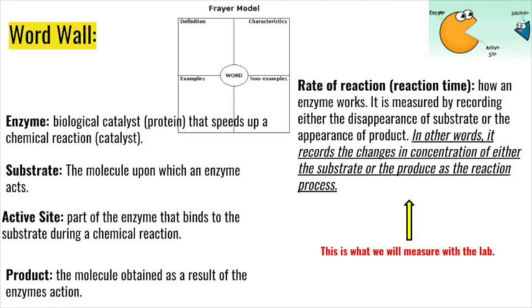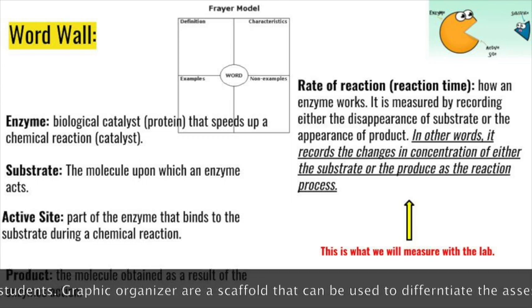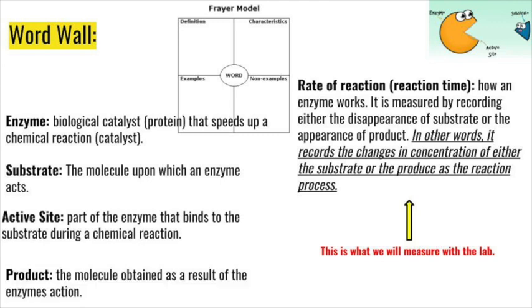In order for you to be successful with this lab, you need to understand the difference between an enzyme, a substrate, active site, product, and a rate of reaction, which is what we will be measuring with this lab. In order to do so, you will have 10 minutes to complete a Frayer model for all of these, and you've been provided with a partially completed Frayer model that has the definition, as you can see on this slide. So I will give you 10 minutes to complete those.